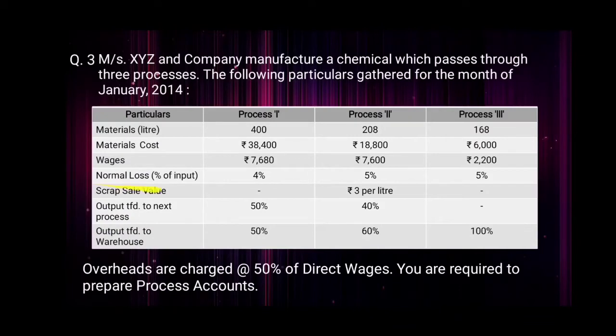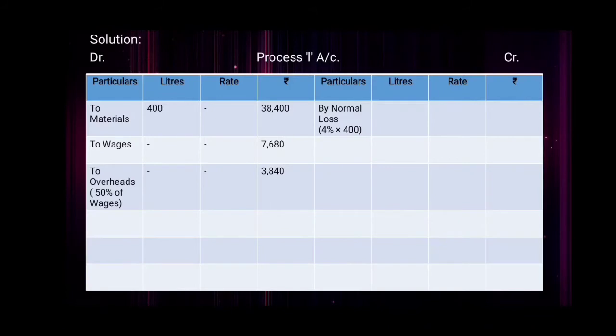Now normal loss, which is the percentage of input. For process 1 it is given as 4% and the value of scrap is not given for process 1 account. So let us record the normal loss, 4% of input. So input amount is 400. So we'll calculate 16 liters. Scrap value is not given. So the amount will be nil.